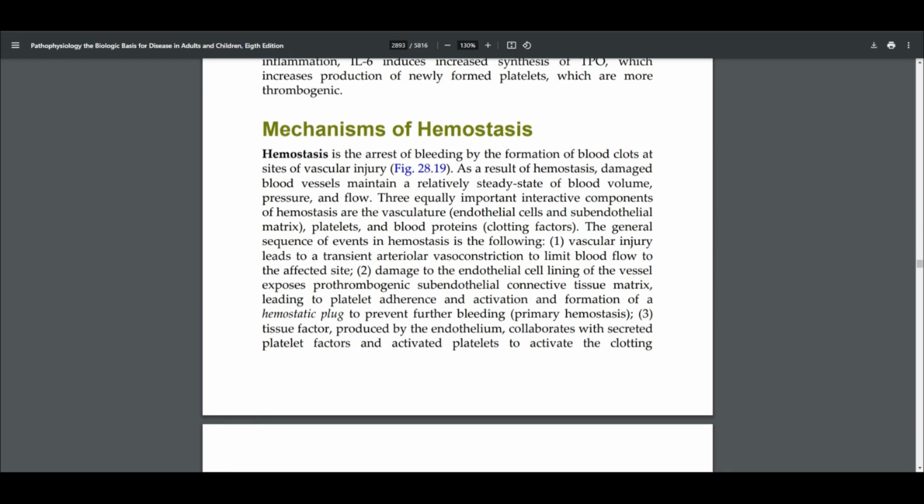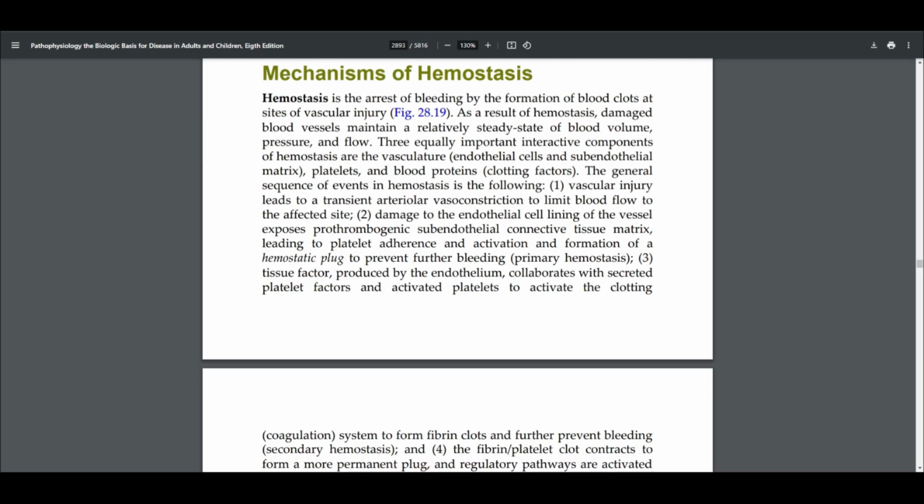So, that brings us to the mechanisms of homeostasis. Homeostasis is the arrest of bleeding by the formation of blood clots at sites of vascular injury. As a result of homeostasis, damaged blood vessels maintain a relatively steady state of blood volume, pressure, and flow. Three equally important interactive components of homeostasis are the vasculature, platelets, and blood proteins. The general sequence of events in homeostasis is the following.